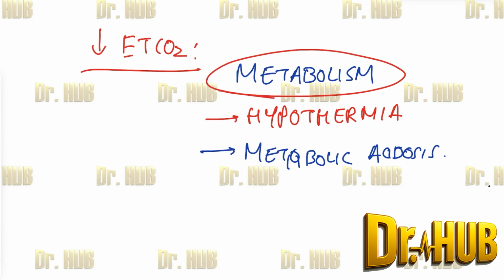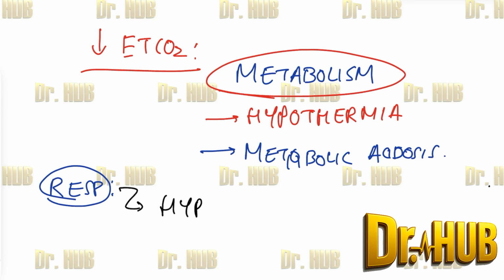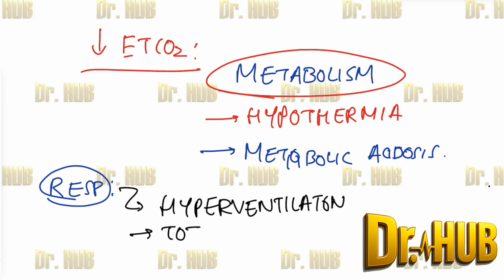Next we move on to the respiratory. Under this respiratory there will be hyperventilation, whereas in case of increased ETCO2 there was hypoventilation. Here there is going to be hyperventilation, and there is also going to be the total airway obstruction, and there is going to be extubation.